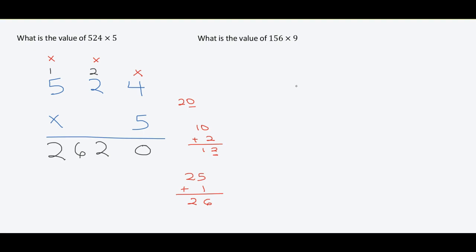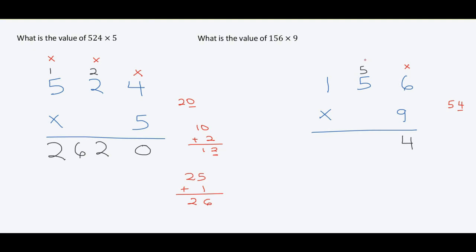The next question is 156 multiplied by 9. So we start from the right hand side. 6 multiplied by 9, we have 54. So we're going to write down the 4, and we carry over the 5.